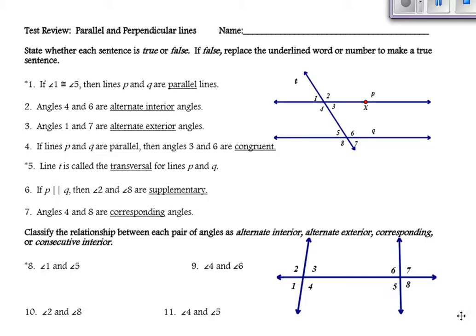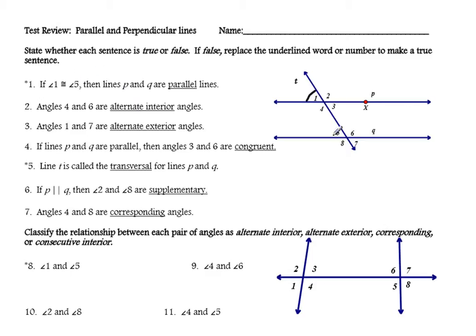Okay, here are the answer solutions to the test review. Number one says to state whether each sentence is true or false. If it's false, we're going to replace the underlined word with a word that's going to make it a true sentence. So number one says, if angle 1 is congruent to angle 5.